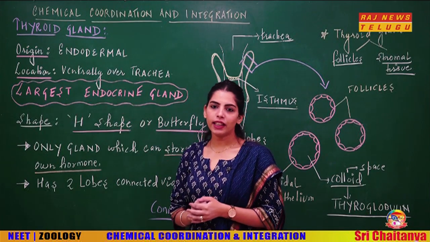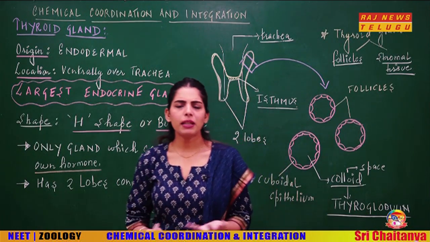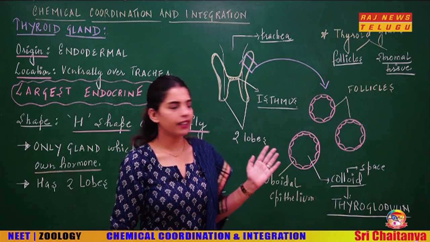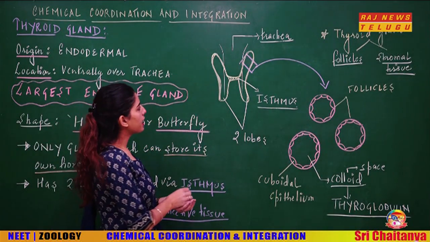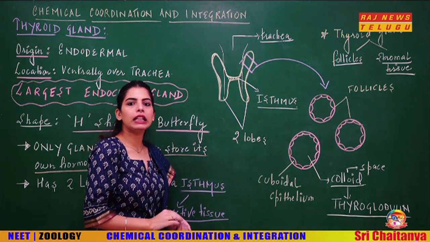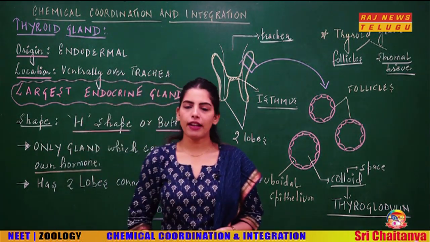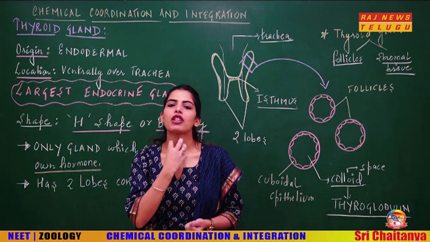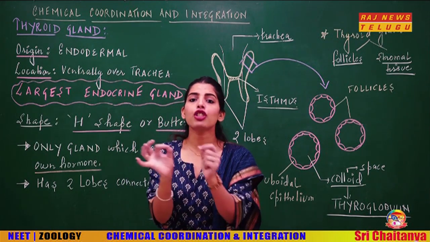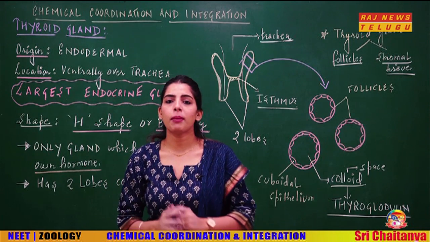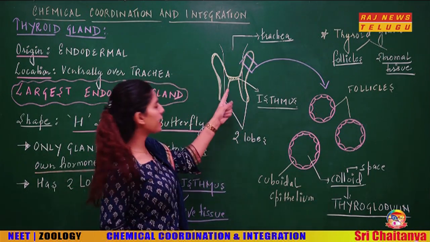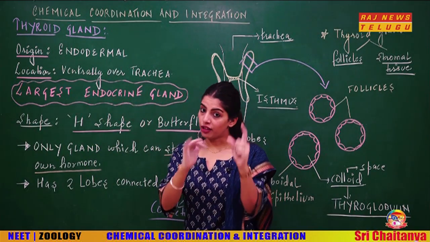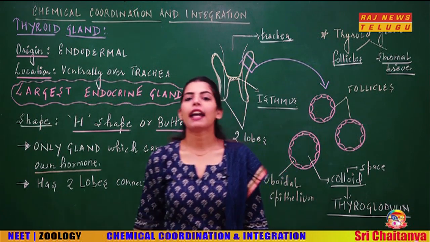Looking at the location of the thyroid gland, students, we must be familiar that this gland is present over the trachea. I have also made a diagram which I will discuss later. This is the trachea, this is our ventral part, and this is our dorsal part. On the ventral side of your trachea, there is an H-shaped or butterfly-shaped gland, the open-wing butterfly shape, as you can see here. This gland, ventrally located over the trachea, is the thyroid gland.